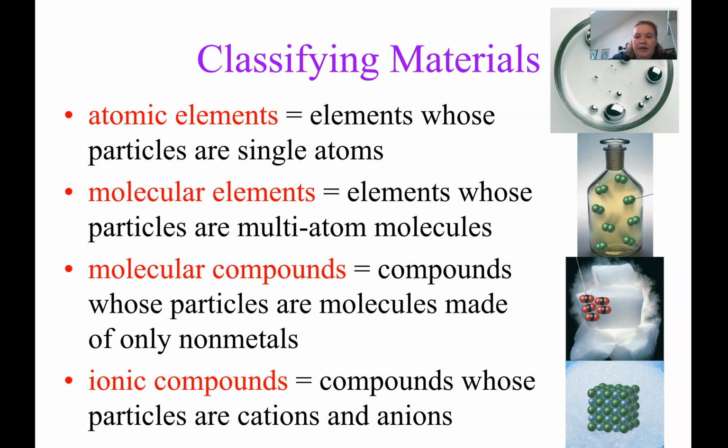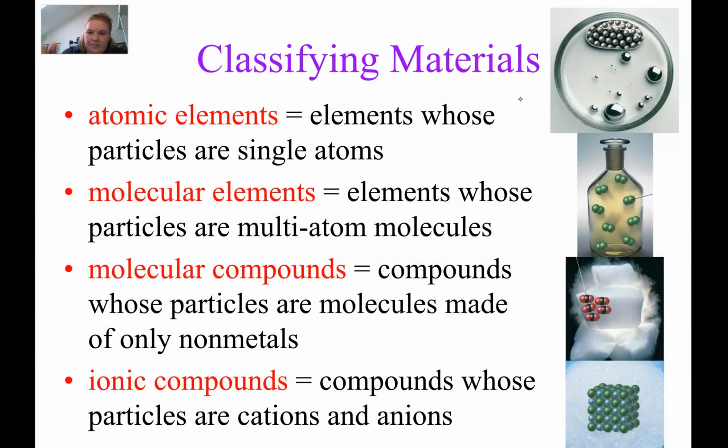The atomic elements are elements that exist as single atoms. So the example up here is mercury. So those are mercury atoms that are all together. The area up here is showing us the little tiny spheres representing the mercury atoms.